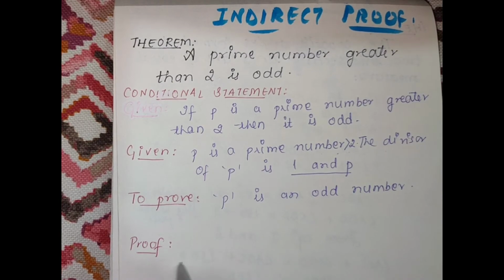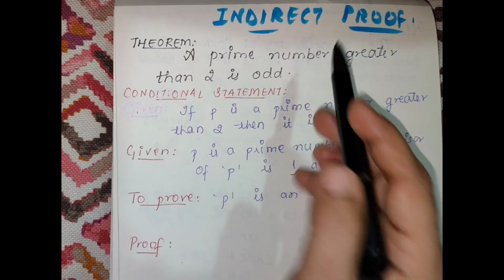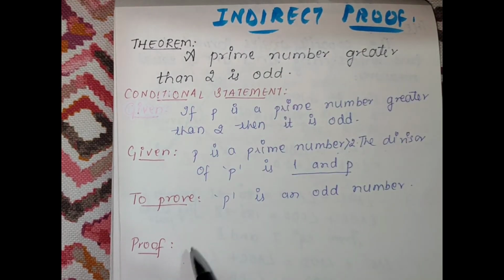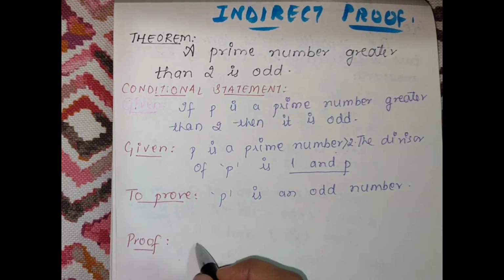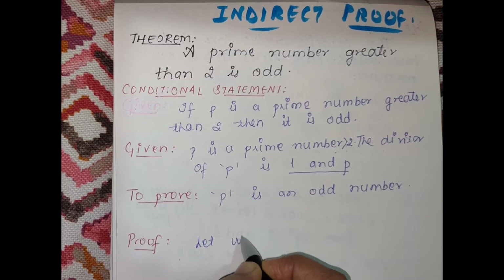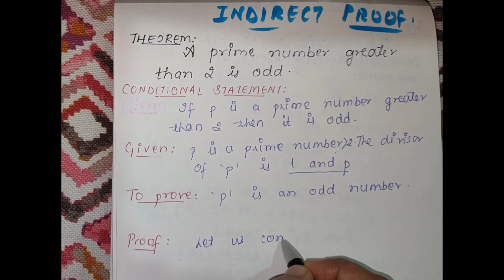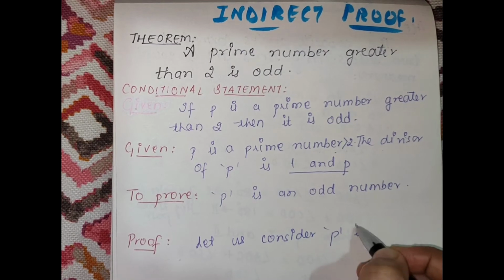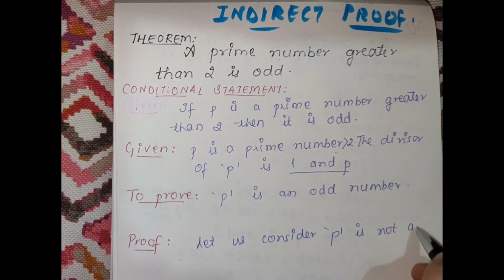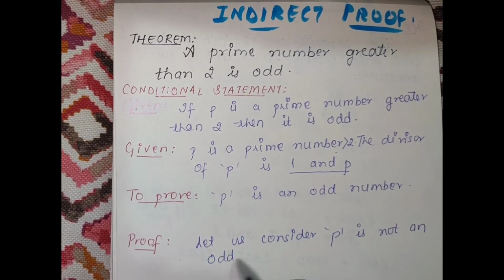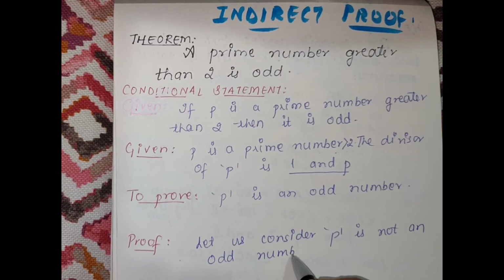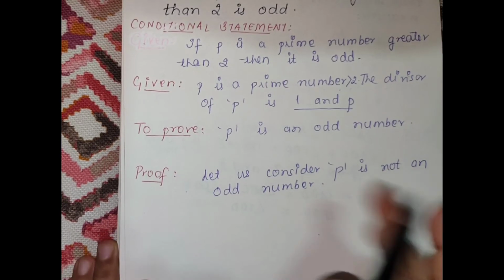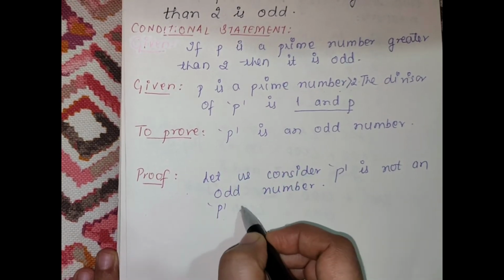Now proof. Since it is an indirect proof, I have already told you, we have to assume. So let us assume, let us consider, P is not an odd number. That means P is what? That means P is an even number.